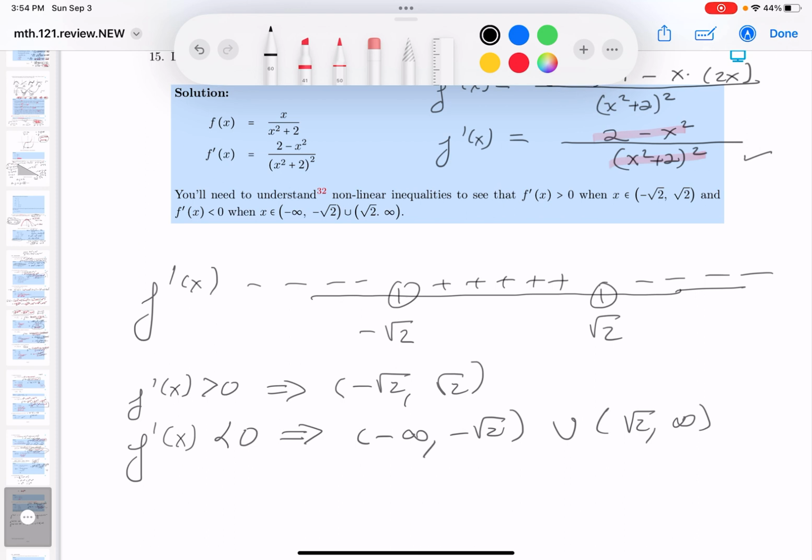Let's look at the answer key, see how we did. And where is it positive? Right over there. Well, we got that one right. Where is it negative? And we got that right. Good to go on to the next question.